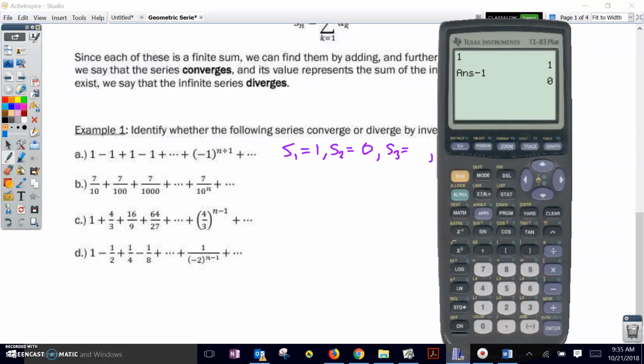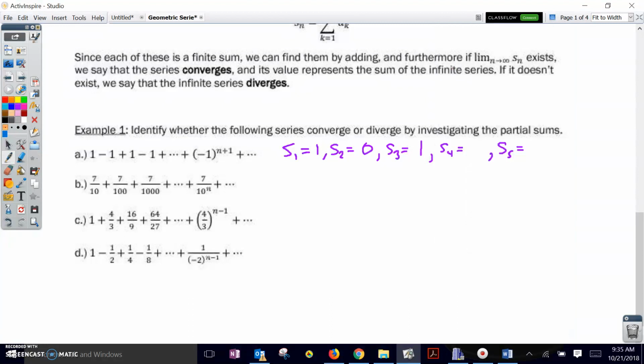And then the third term is a plus 1. So the third partial sum is 1. The fourth partial sum will subtract 1 away. And you see with the partial sums here, they just bounce back and forth between 1 and 0. And so if I take the limit of this as n goes to infinity, it's not going to approach a value, and therefore this series diverges.